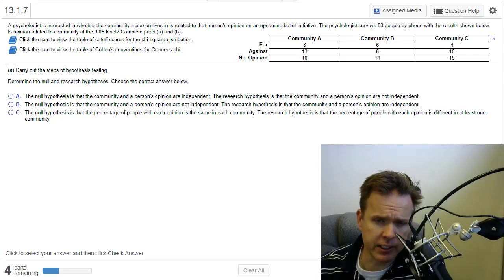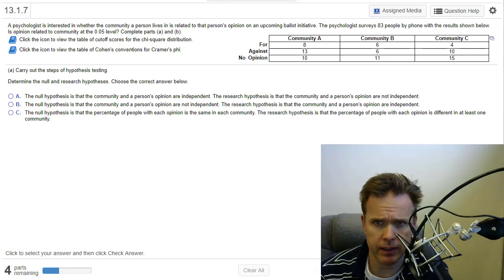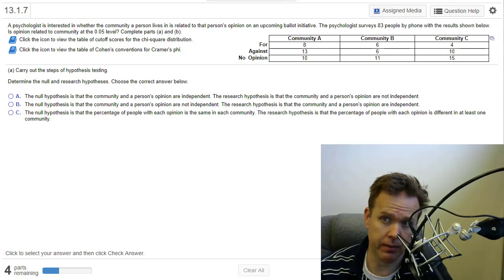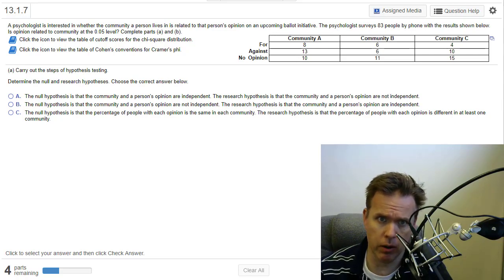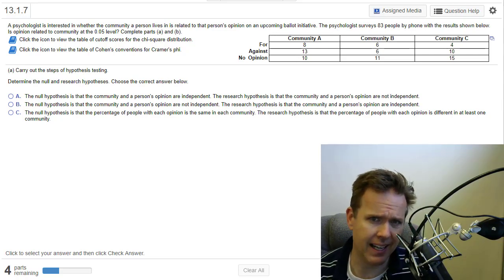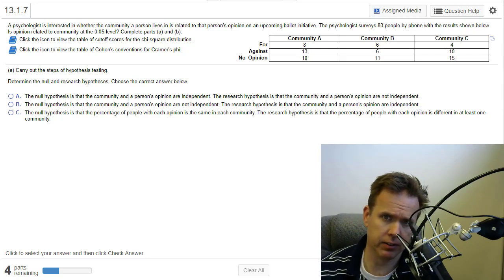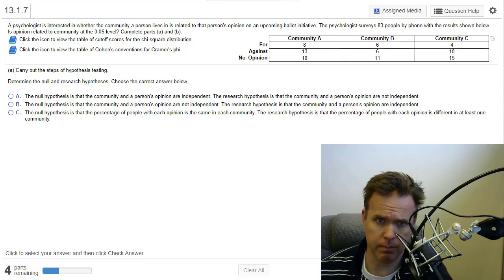A psychologist is interested in whether the community a person lives in is related to that person's opinion on an upcoming ballot initiative. The psychologist surveys 83 people by phone with the results shown below. Is opinion related to community at the 0.05 level of significance? Complete parts A and B.